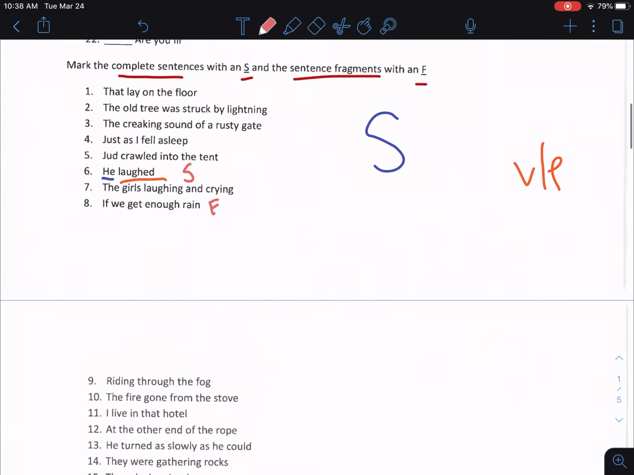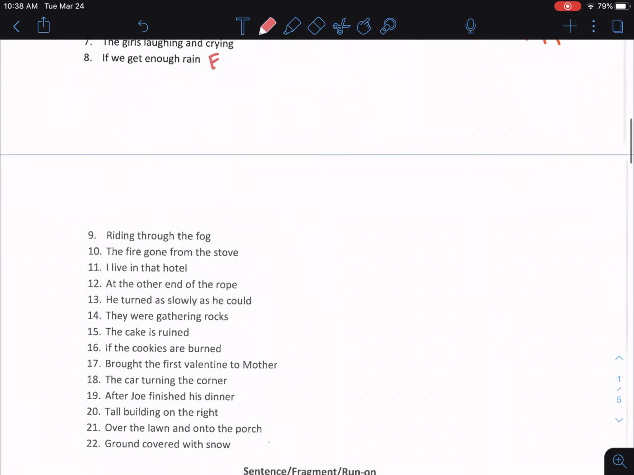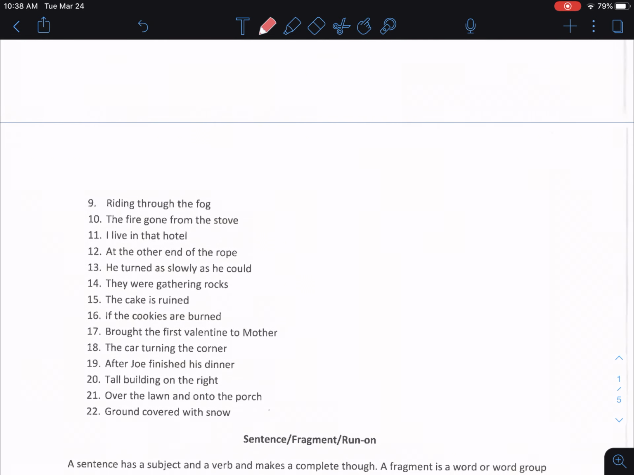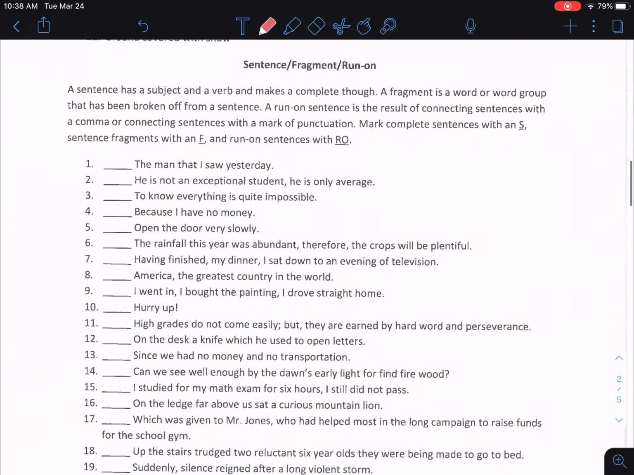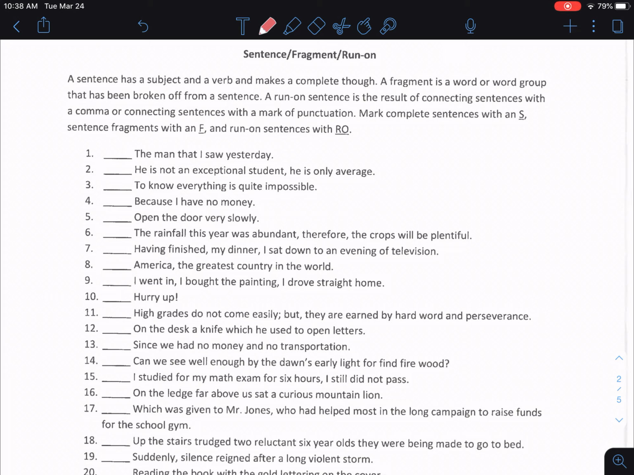So go ahead and pause this. You're going to do the rest of the next 20. S for complete sentence, F for fragment, and then come join me for the last little chunk of this.